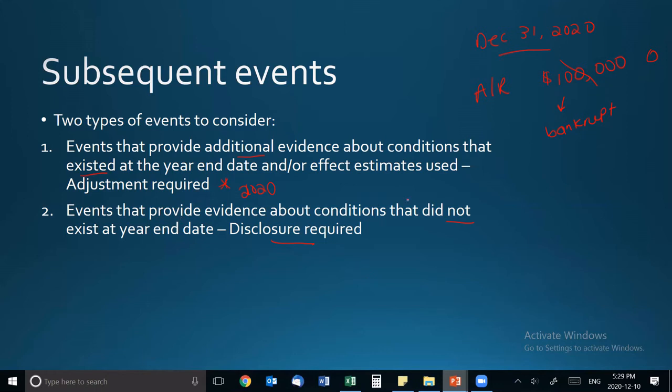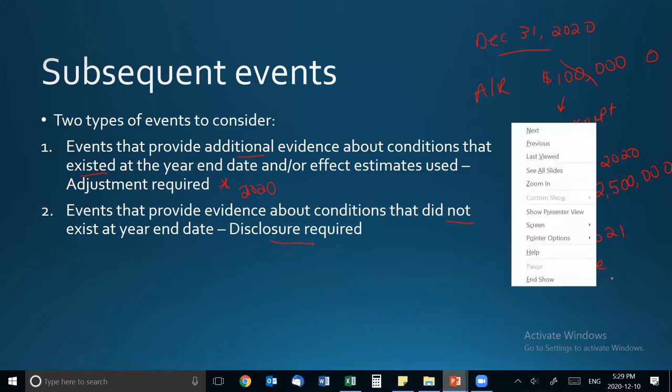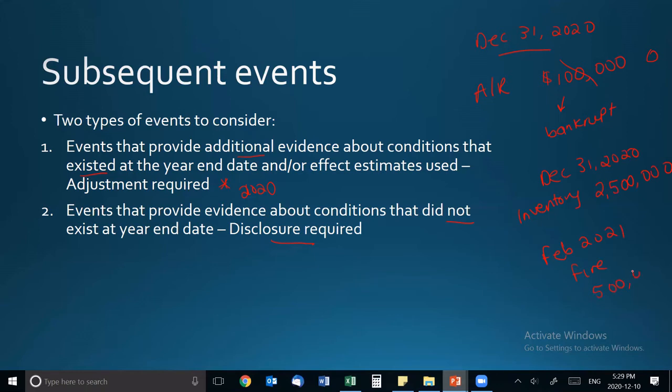The second example, so let's say that we have inventory, we counted our inventory, we have inventory of, let's say, $2.5 million at the end of December, okay? So December 31st, 2020. And then let's say in early February 2021, there was a fire and it ruined, let's say, $500,000 of the inventory. So $500,000, and let's pretend that this is a material amount. $500,000 of inventory was ruined in the fire.